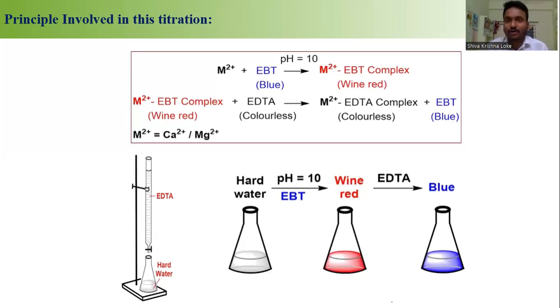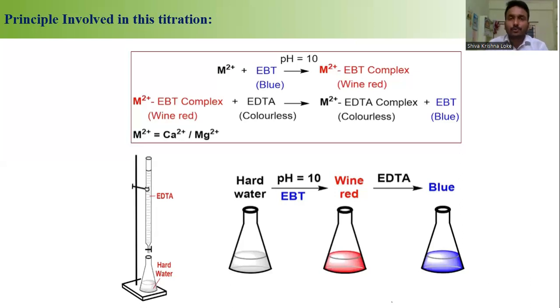So what is the color of the EDTA complex, students? The color of the EDTA complex is colorless, and it appears as a blue color. The blue color indicates a free indicator. The color of the indicator is blue in aqueous media, and the metal-EDTA complex is colorless. So this is the principle involved in this titration method.